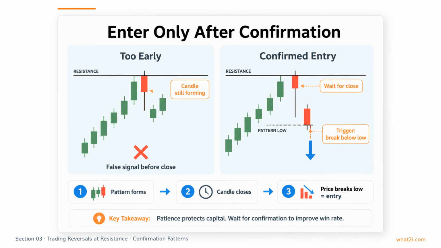Many traders wait for the candle to close and then use a move below the pattern low as the actual entry trigger. With a pin bar, for example, the break below its low is a common confirmation. That extra step helps prove that downside follow-through is beginning. It is a simple habit, but it filters out many weak setups.